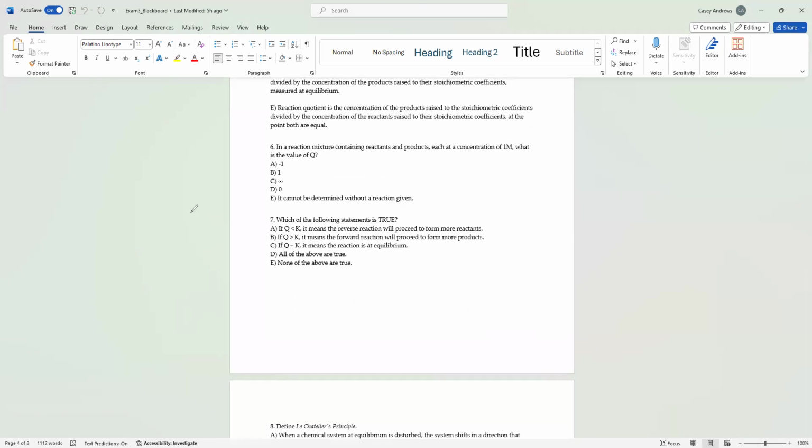So remember what we're dealing with here. Products divided by reactants. So if Q is less than K, that means Q has too many reactants. So it's not A. If Q is greater than K, that means you have too many products. So the forward, if Q is K, is reaction at equilibrium. Yeah, that's true. So it is C.